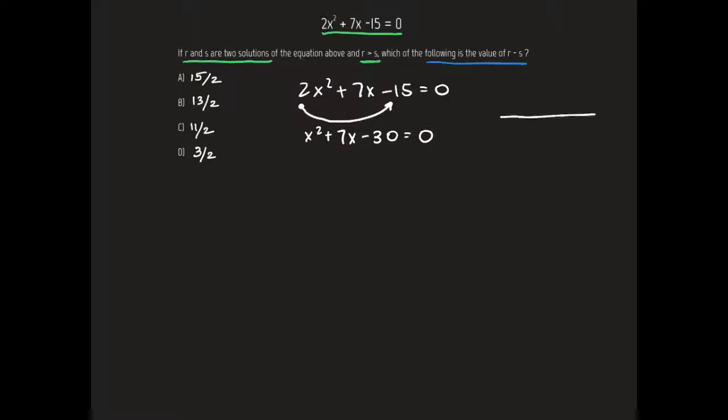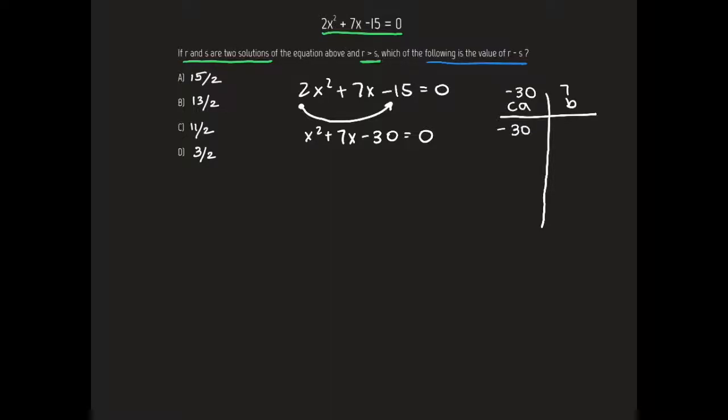A CAB table looks like this, CAB. That just means that our C value times our A value is on one side, and on the other side is just our B value. So we've got our C times A, which is negative 30, and our B, which is 7. So we have to find two numbers that multiply to negative 30 and add to 7.